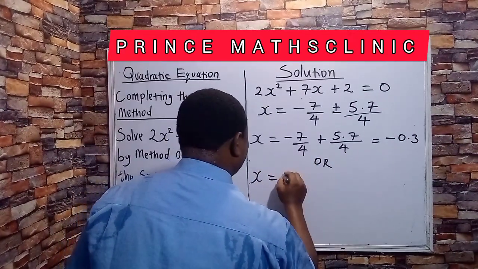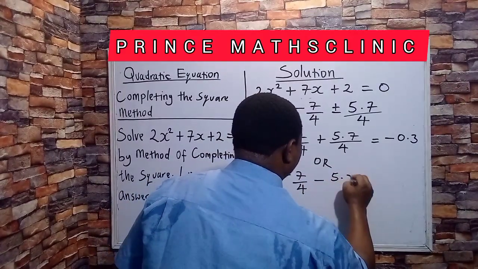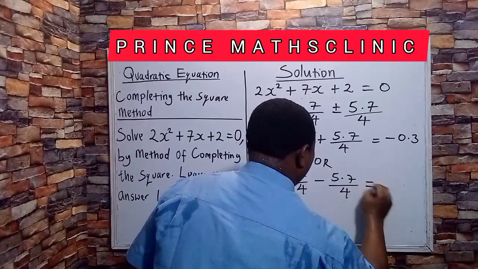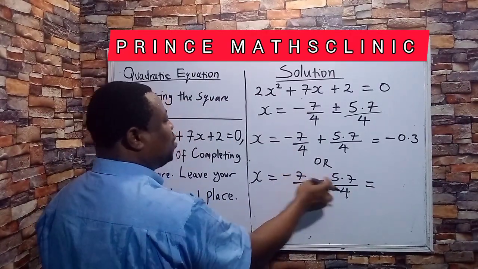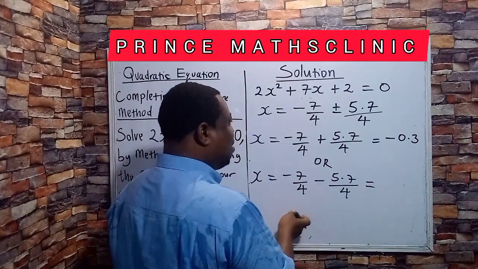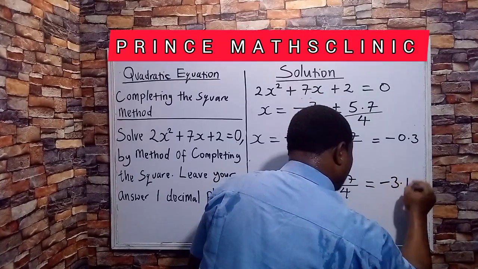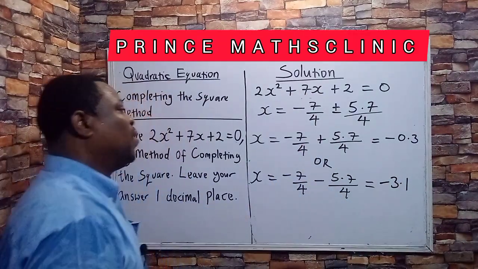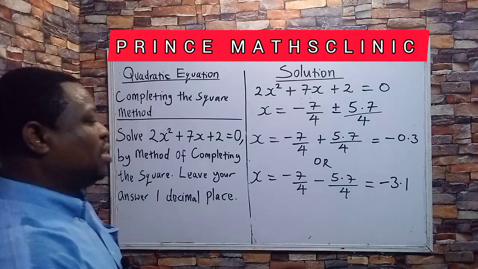Or x is equals to minus 7 over 4, then minus 5.7 over 4. The denominators are the same, so just go ahead. Minus 7 and minus this will give you minus 12.7. Then if you divide it by 4, you are going to get negative 3.1 as your answer. Remember, we are asked to leave our answer to 1 dp.